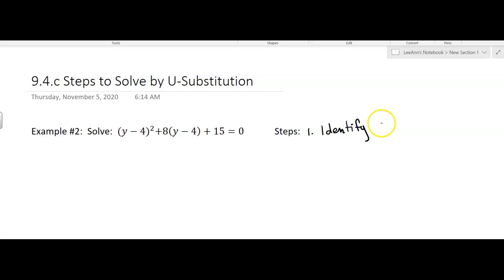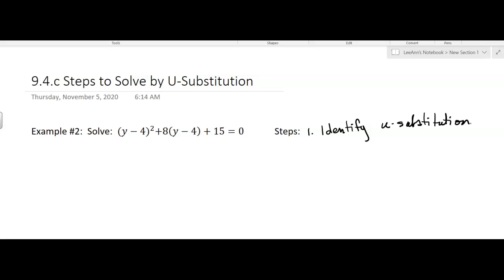the U substitution. What are you going to let U equal? And that's the part that's going to change. On the last problem, we said, okay, we're going to let U equal x squared, and then U squared was equal to x to the fourth. That was in the last two examples.